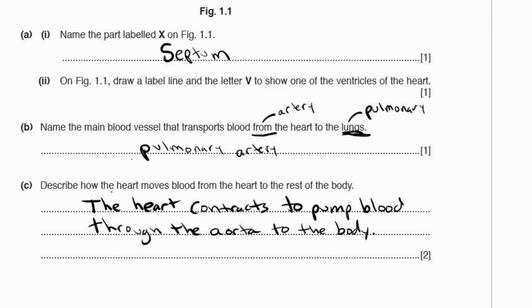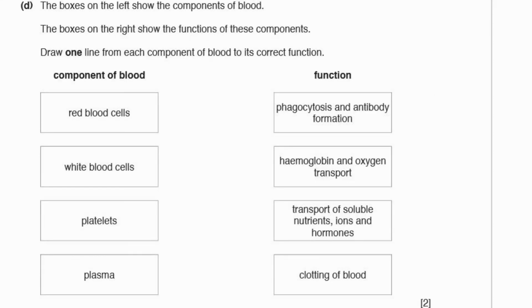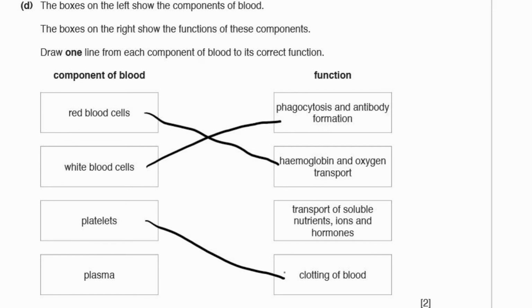All right. And D, the boxes on the left show the components of blood. The boxes on the right show the function of these components. Draw one line from each component of blood to its correct function. All right, so first of all, we look at the red blood cells. And what do red blood cells do? They transport hemoglobin and oxygen. The hemoglobin holds the oxygen. Okay, the white blood cells, they are involved in the immune system, so they're part of the phagocytosis and antibody formation. Platelets are essential for clotting of blood, and plasma transports the soluble nutrients, ions, and hormones. Well done.